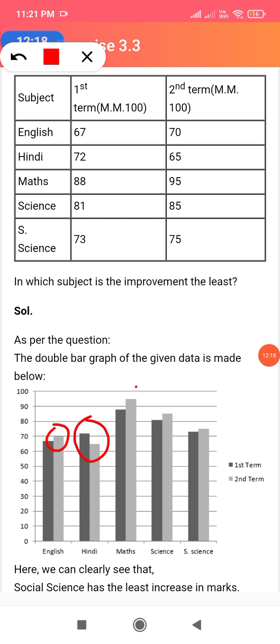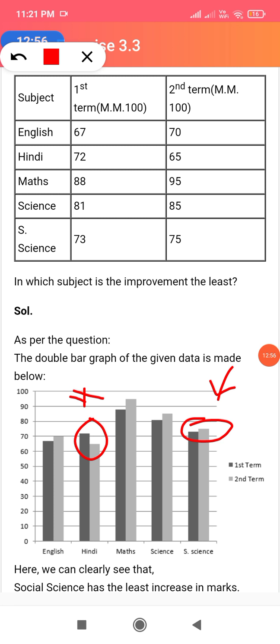So this is not possible, as well as this. There are a few graphs which are not possible where the first term had higher marks, that is, the dark black color is higher, so this cannot be considered. So where was the improvement least? You see here the gap between both is very, very small. So in this case the improvement was least.